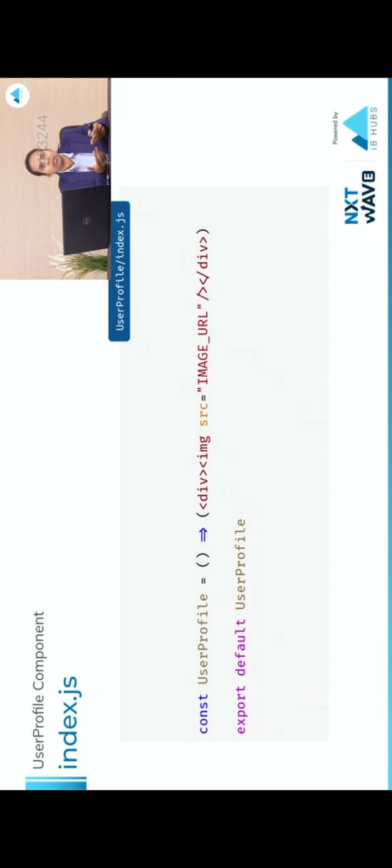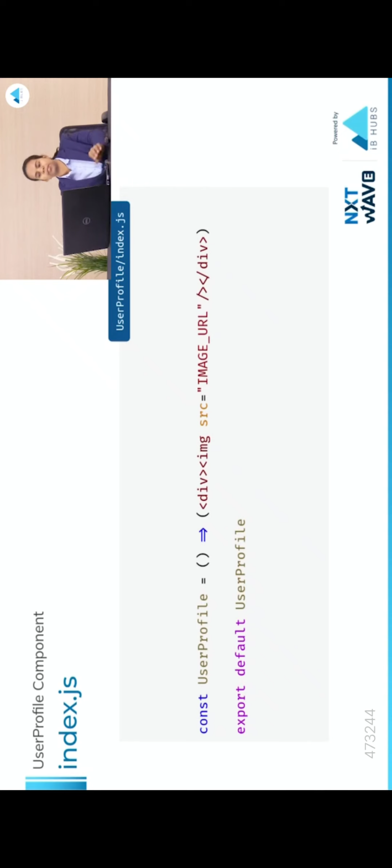There's a div element, and within the div we are adding an image element. Initially, we are adding a dummy URL. We'll directly set a URL right now, and later on, based on the props that we pass, we'll update it. Then we have to export this user profile so that we can use it somewhere else. So firstly, let's create this user profile component and export it.